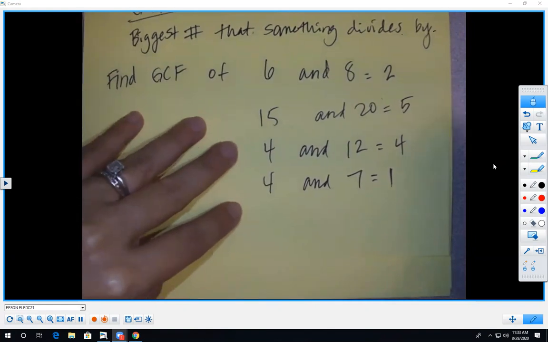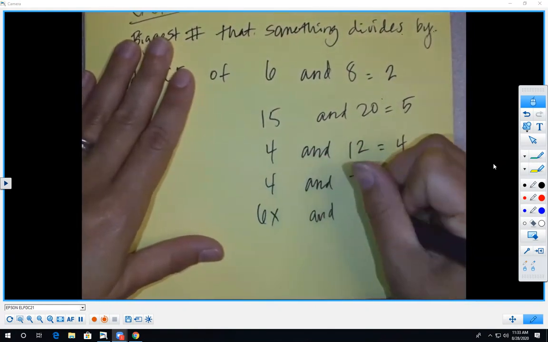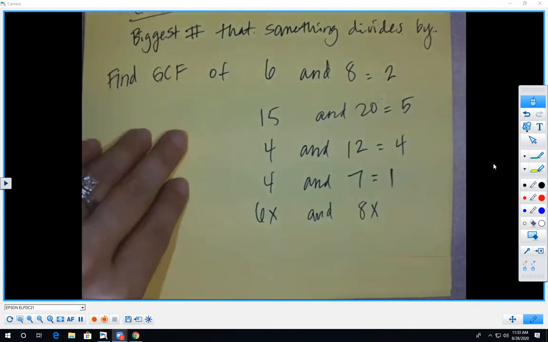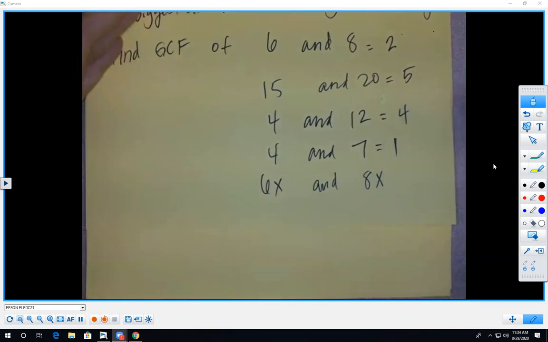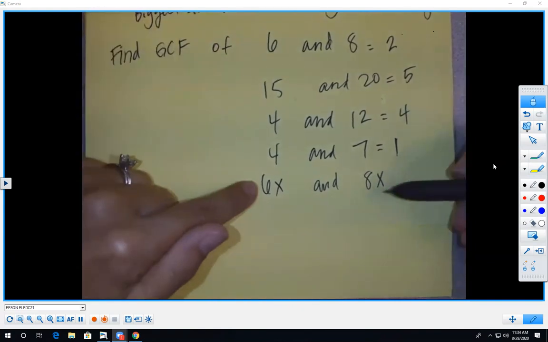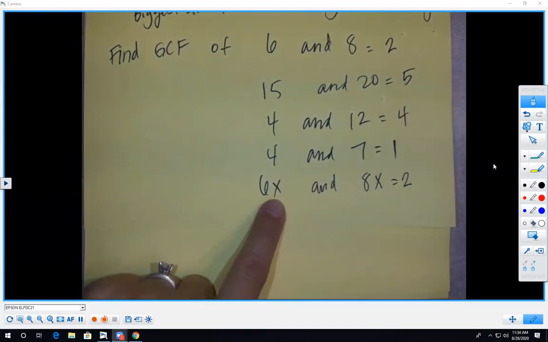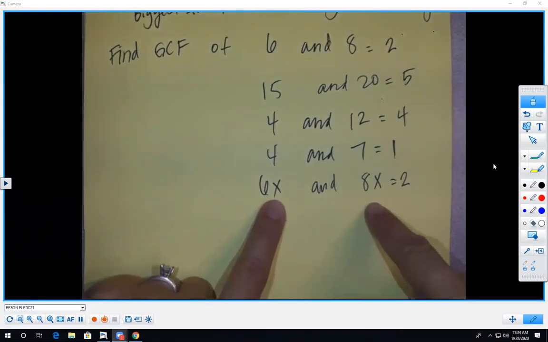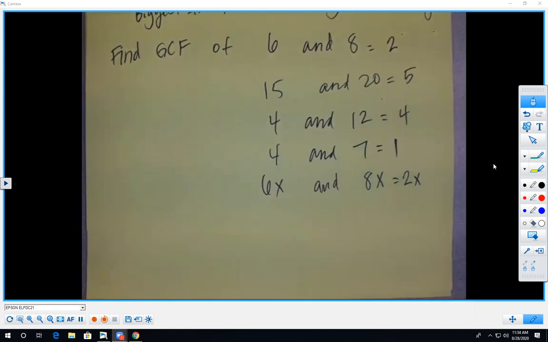Okay, let's put some letters in there. What about if it was 6x and 8x? You can kind of think about the numbers and letters separate. 6 and 8, the GCF is 2. This has 1x, this has 1x. What do they have in common? 1x. So it'd be 2x is your GCF.